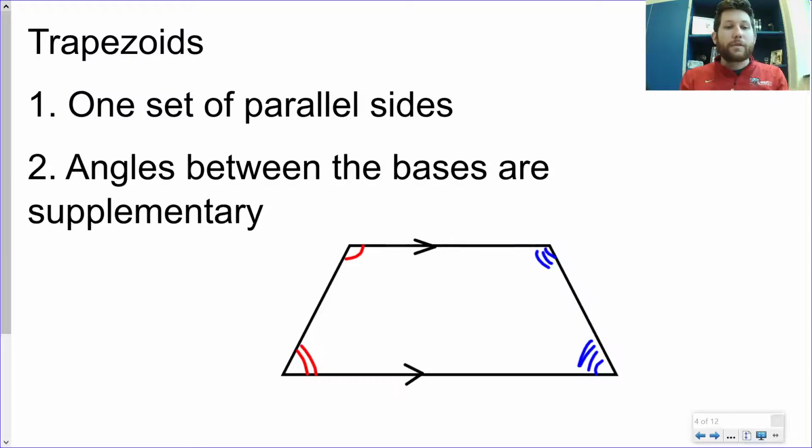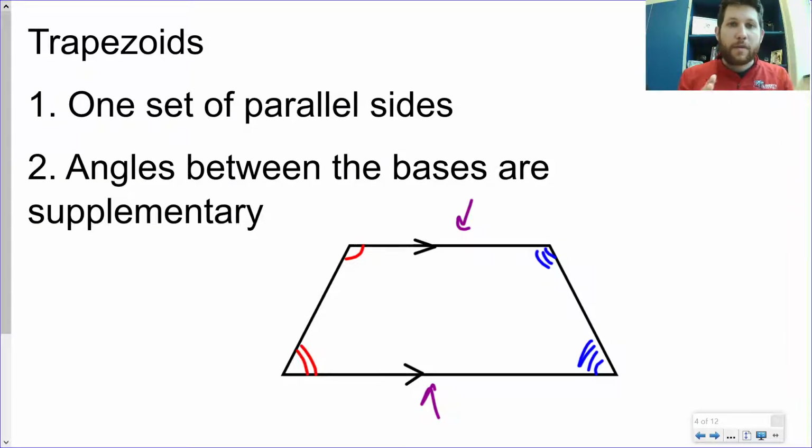Oh, wait, hang on. We've got some more properties. So because of those parallel sides, that is one of the properties, the angles between the bases are supplementary. So when we talk about bases, what we're talking about is the parallel sides. It doesn't necessarily mean top and bottom. It just means the sides that are parallel. Now, the ones between those, so the red angles and the blue angles, add up to 180. And the reason they add up to 180 is that this is an angle pair from parallel lines. These are our same side interior angles.